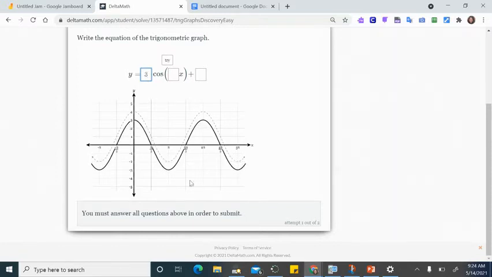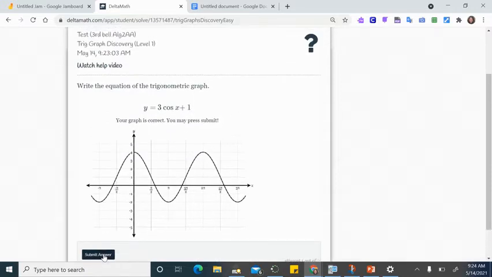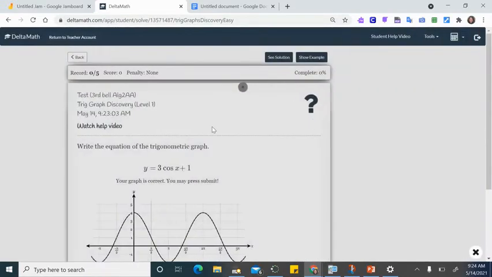Okay, that looks like the right shape, but it's not. I need to slide it up, right? So if I want to slide up, I'm going to add on the outside. So let's try add 1. Let's see if that does it. Ta-da! And then it says, hey, you graphed it correctly, you may press submit. So I hit submit.